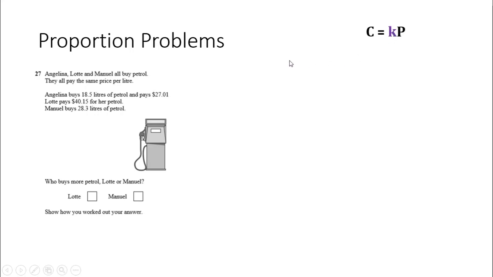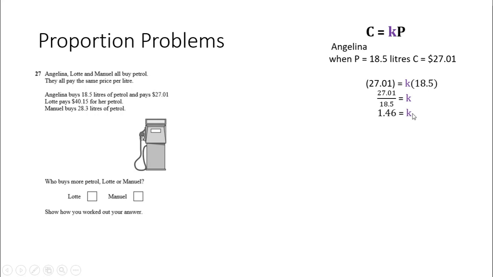Right, so let's substitute into this what we know from Angelina. We know that Angelina bought 18.5 liters and it cost her 27.01. Okay. So let's substitute that into the formula. I put the cost that she's paid in for C, and I put the amount of petrol that she bought in for P, and I'm trying to work out what K is, so I need to get K on its own here. I've taken the 18.5, which was multiplying on this side, to the other side and divided by it. So K works out to be 1.46. Now that's exact, I didn't round it.